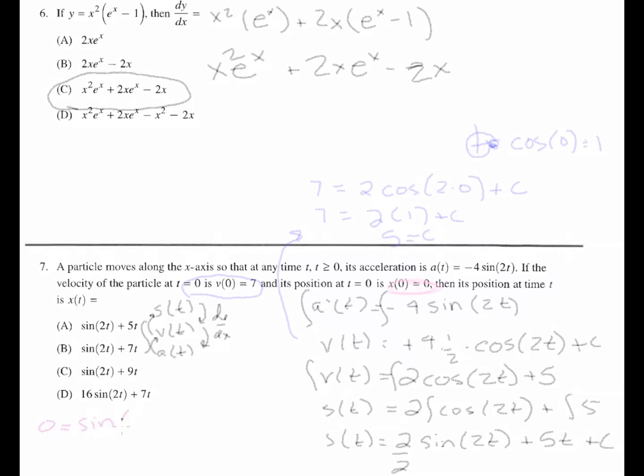So as I work through this, I plug in my initial condition, and I get C equals 0. So that makes this one pretty straightforward. S of t equals the sine of 2t plus 5t. A.